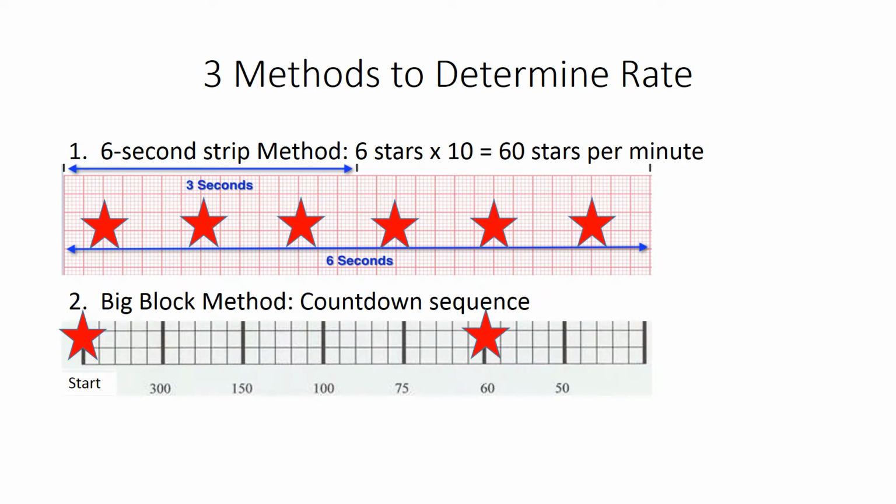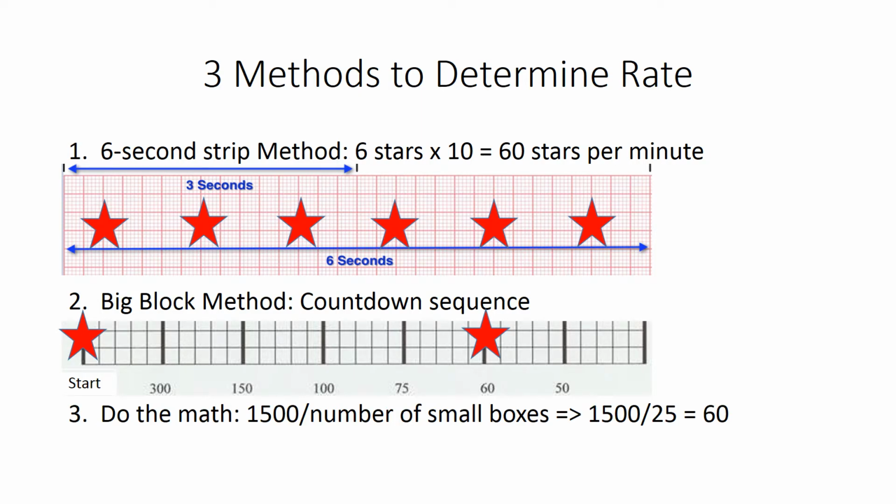The big block method is a countdown sequence where you will find a feature that is on one of the bold lines and then count a specific set of sequence numbers. So starting at star 1, I will count 300, 150, 100, 75. The next star is on 60, and that tells me that the stars are at a rate of 60 stars per minute.